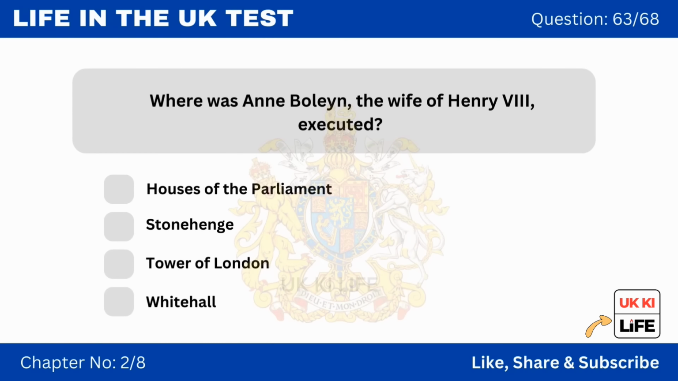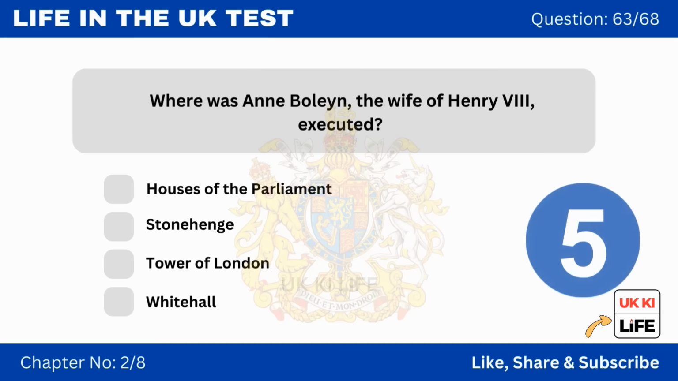Question 63. Where was Anne Boleyn, the wife of Henry VIII, executed? Houses of the Parliament. Stonehenge. Tower of London. Whitehall.